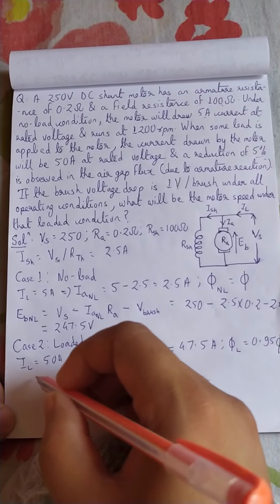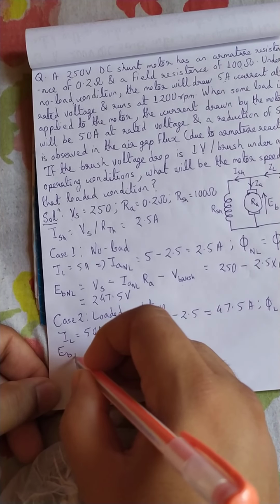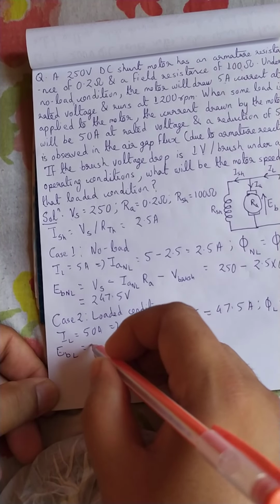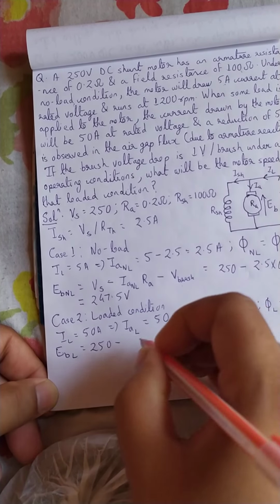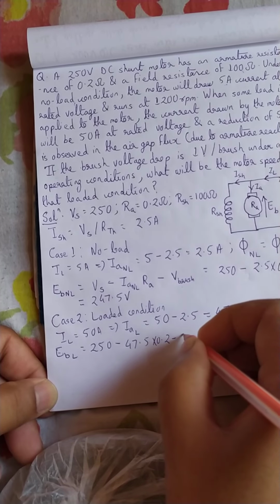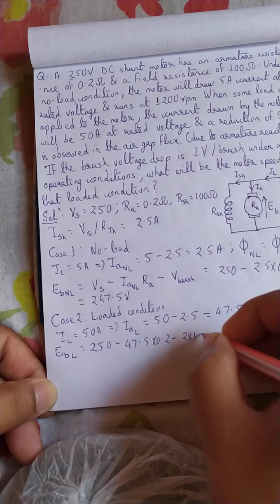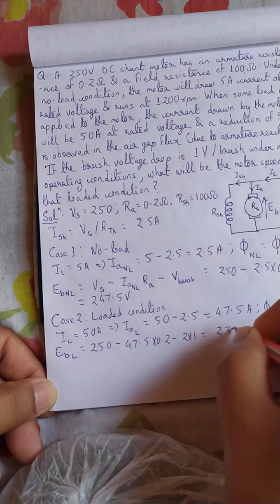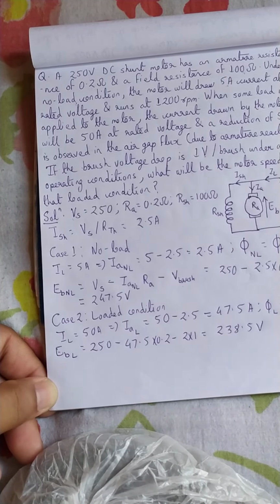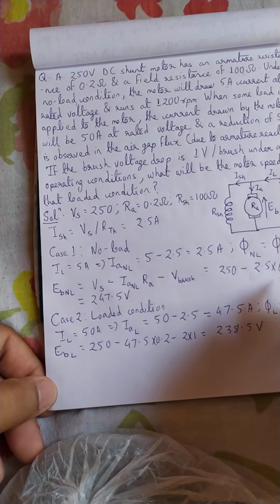Now we find the back EMF under loaded condition. That is 250 minus 47.5 into 0.2 minus 2 into 1. If you calculate it, it comes to 238.5 volt. So we have found the back EMF and the flux.